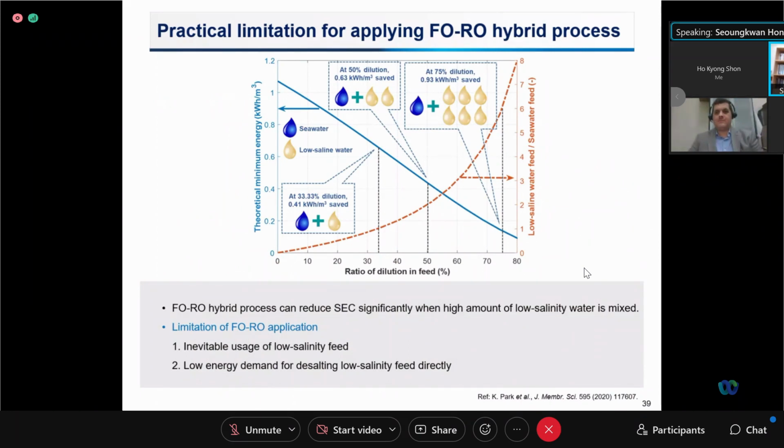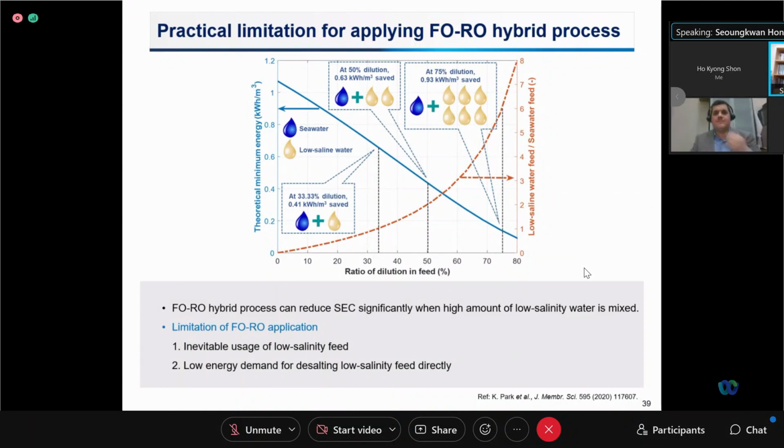However, despite the benefit in terms of energy savings, several problems may occur in realizing this technology. The public perception of the use of treated wastewater in the mainstream water supply is a major concern. In addition, the FO hybrid process requires a desalination plant and a wastewater treatment plant to coexist at the same site. Furthermore, a large amount of wastewater is required to dilute in the FO process, as shown in this diagram.